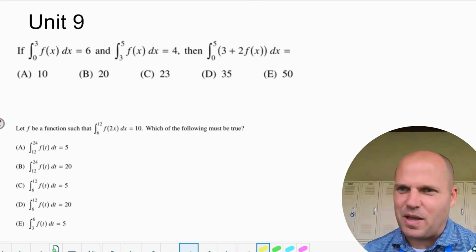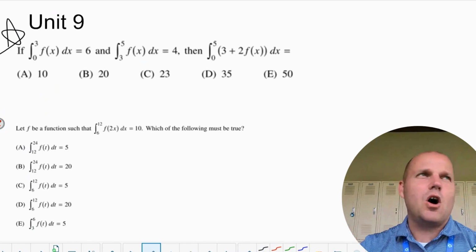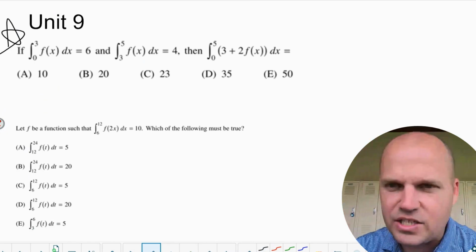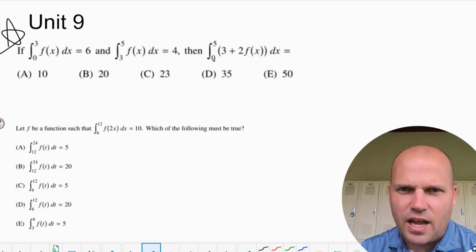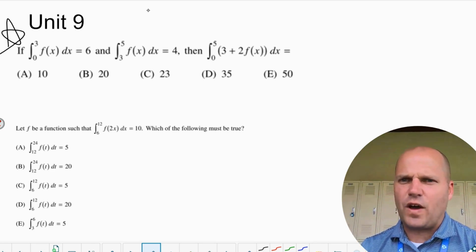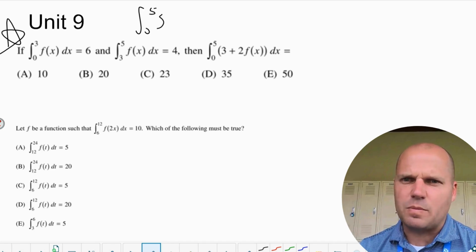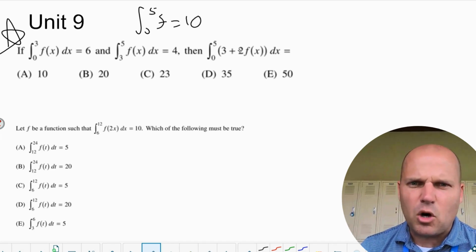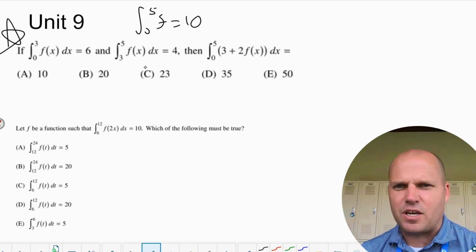This question is the biggest question that students get wrong so quickly. It is so easy to get right. Students are like, okay, from 0 to 5 of 3 plus 2x, that's easy. I got 0 to 3, 3 to 5. So I know 0 to 5 is going to be 10. So I'm going to multiply that by 2 to get 20. I'm going to add 3. I'm going to get 23.